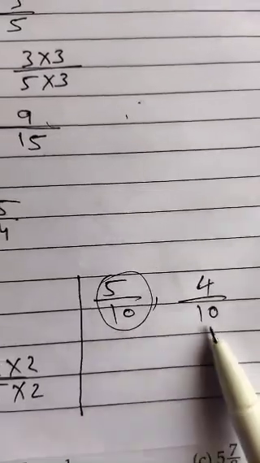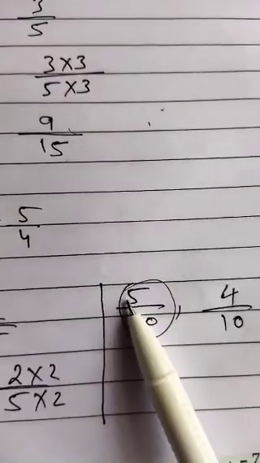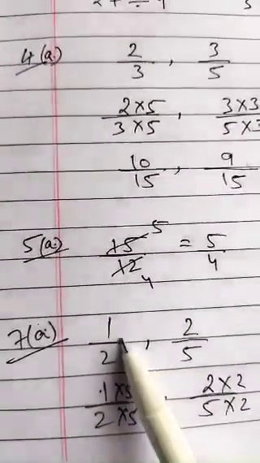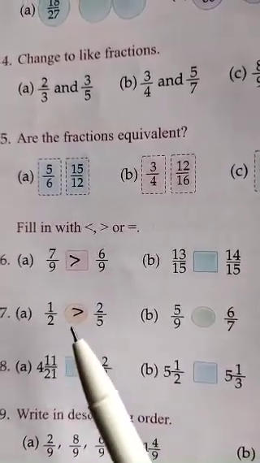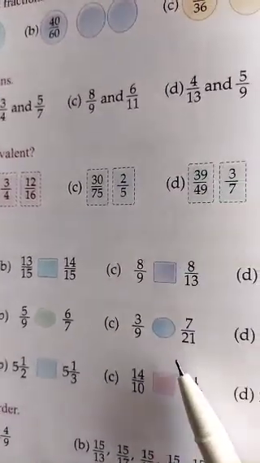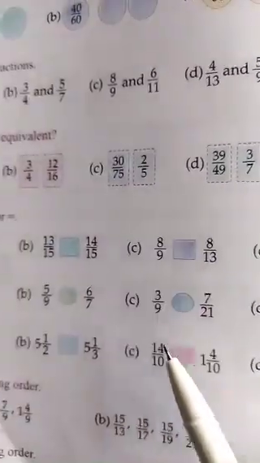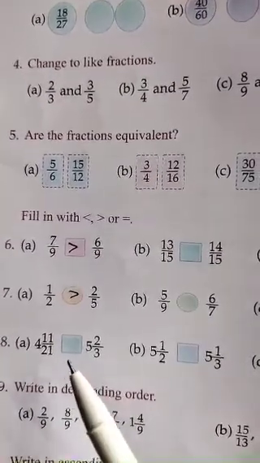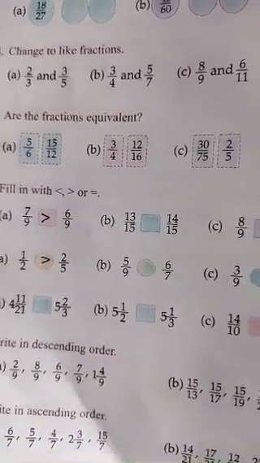Now the denominators are same. Now you can see the numerator which is greater. 5 is greater, that means first fraction is greater. So that means 1 upon 2 is greater. So you will put the greater sign here. In this way you have to solve these type of questions. Now eighth one, it is mixed fraction. First of all you will change it and then you will see which is greater.